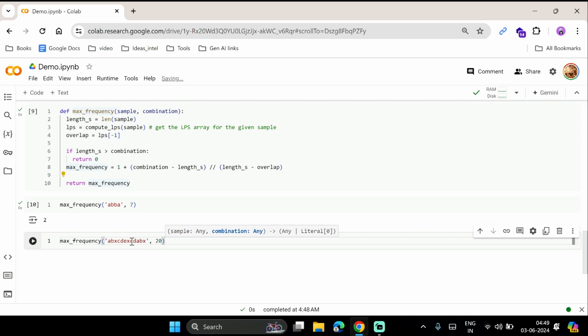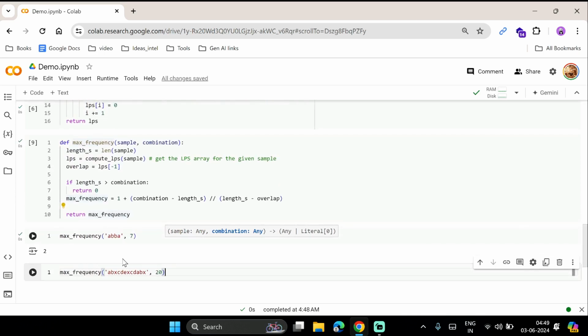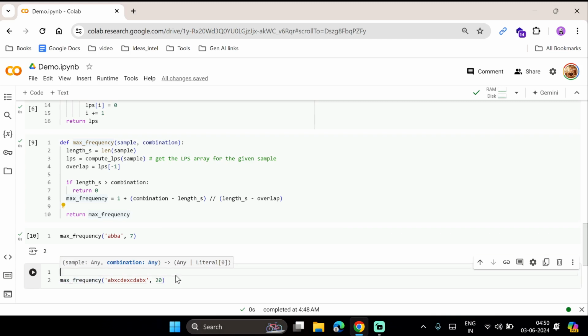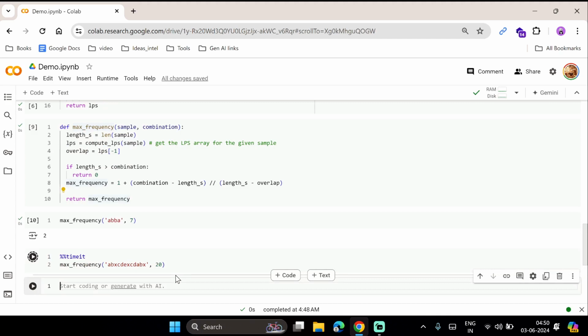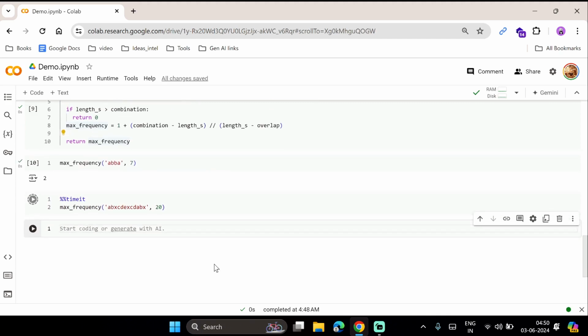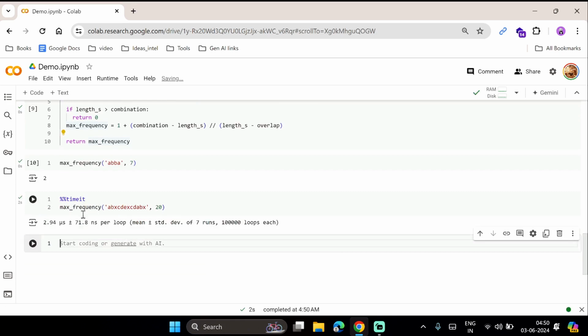So 20. Now, if you remember, if we had used brute force, this would have taken all eternity to go through all the 20 character strings, right? But let's see how much time it takes. And also let's do one thing. Let's also tag a timeit magic function, so that we also understand how much time it's taking using this method. So as you can see, it's running for 20. It started running now, and it took just 2.94 microseconds.